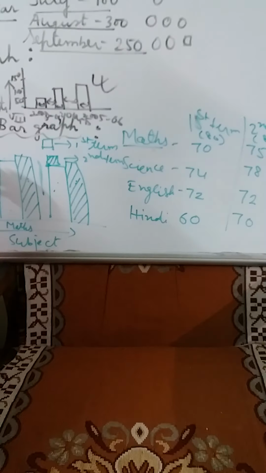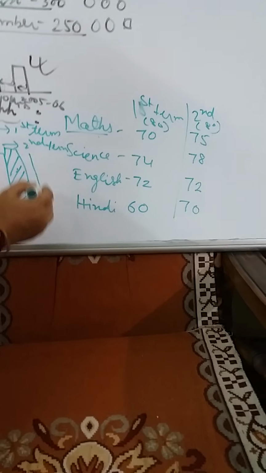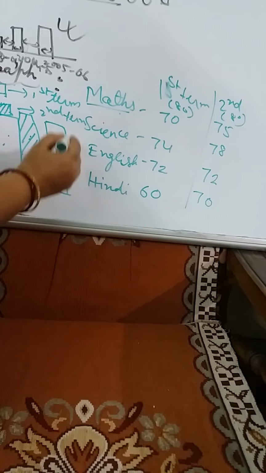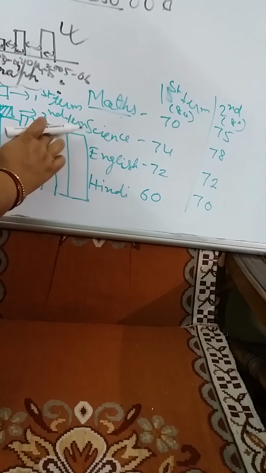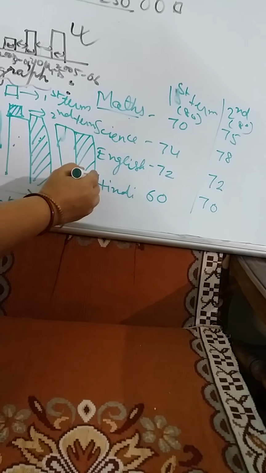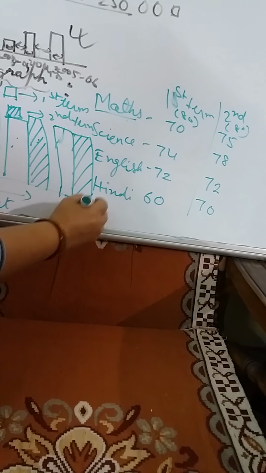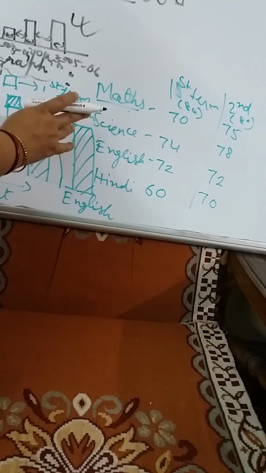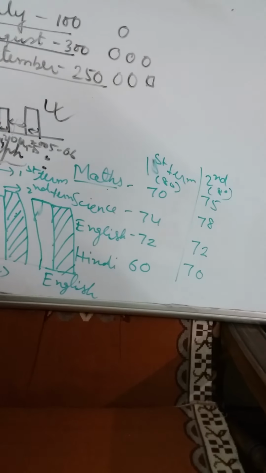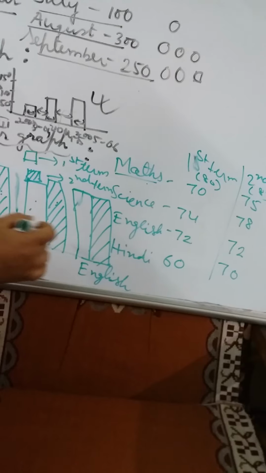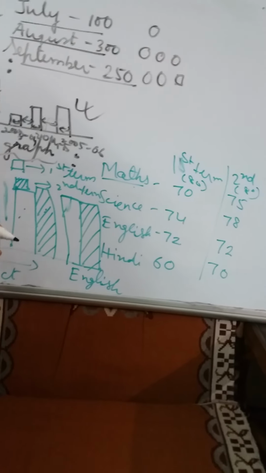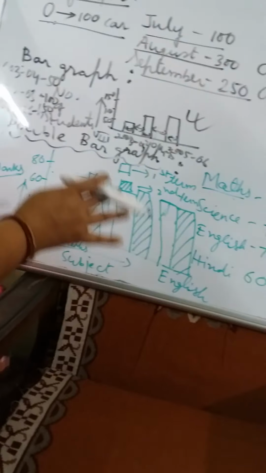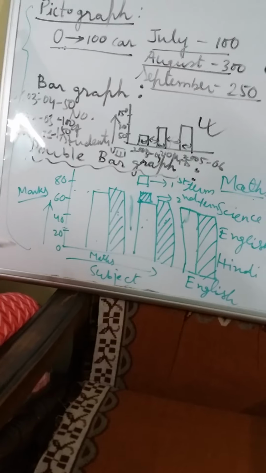If we see in the case of English, there is no improvement or no change. In the first term he has got 72 and in the second term also he has got 72. This way we can easily compare these data. So these are the recap of what we have already learned.